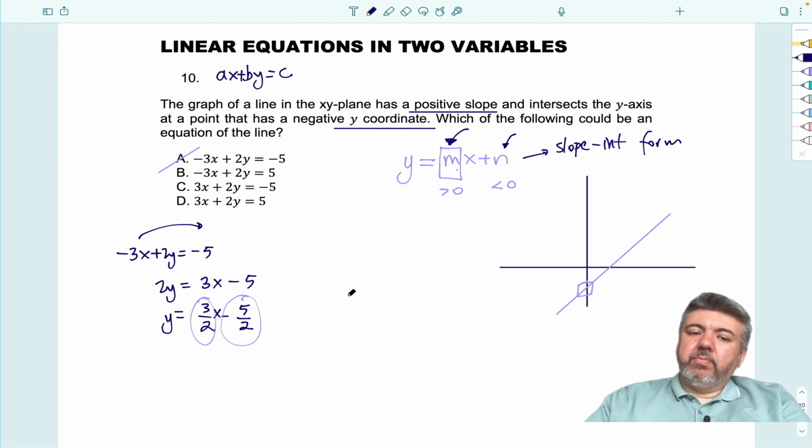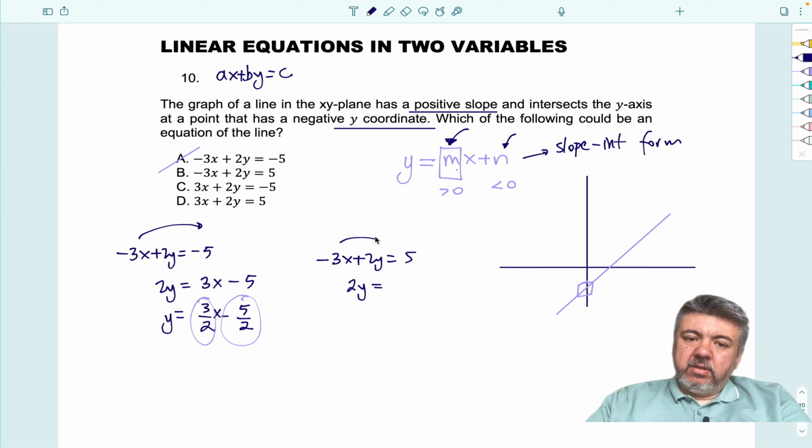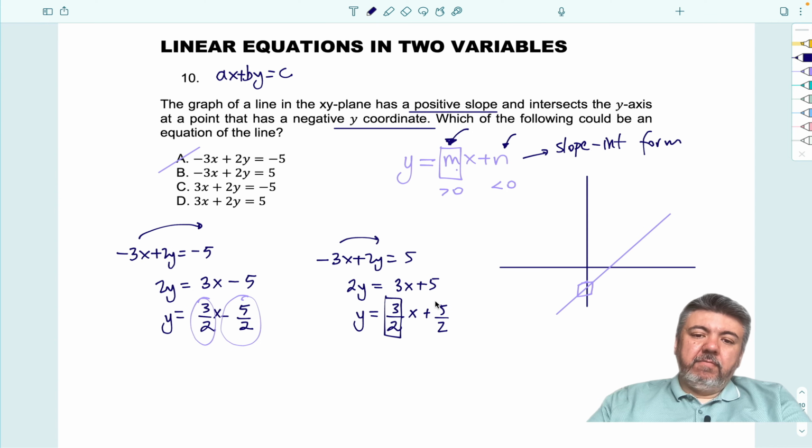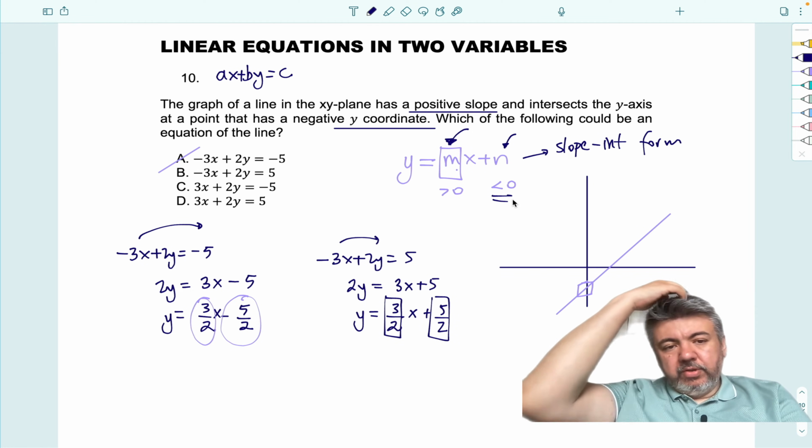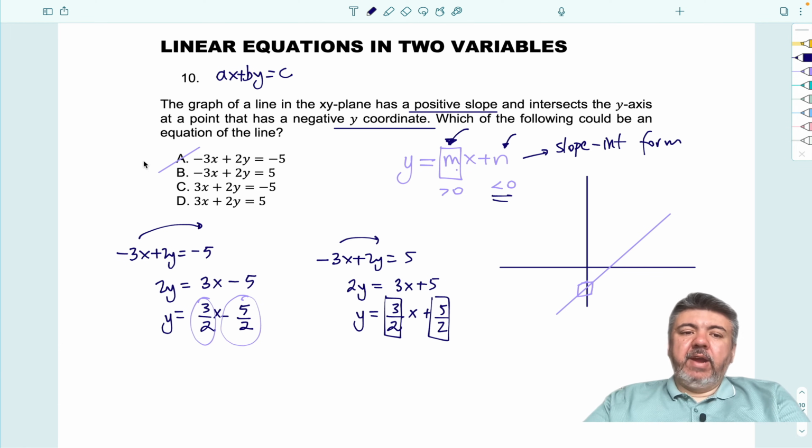Let me show you B. Negative 3x plus 2y equals 5. 2y equals, take it to the right side, 3x plus 5. Divide by 2, y equals 3 halves x plus 5 halves. The slope is positive, but the y-intercept is positive. We want the y-intercept negative. So the others will also not be correct. The correct answer is choice A, my friends.